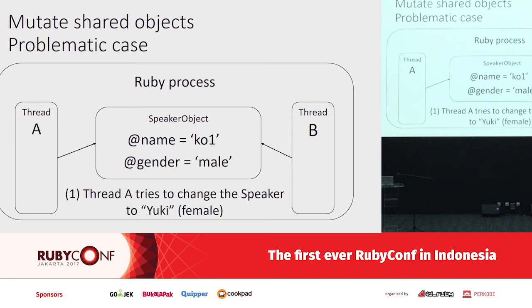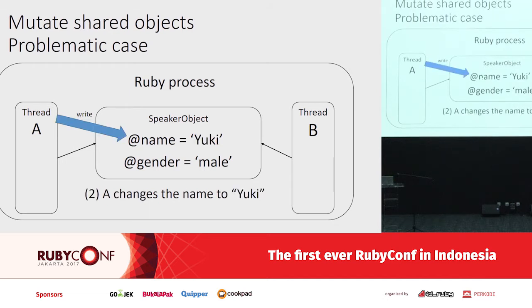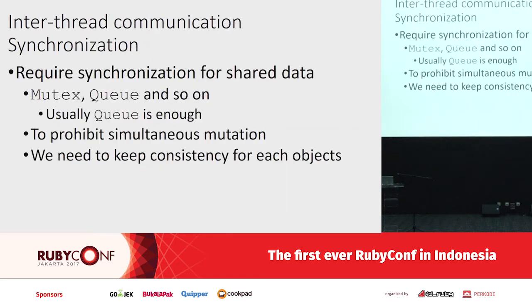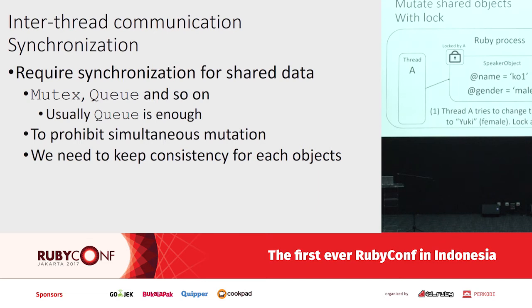But this is a problematic case. Just after changing the name, when thread B reads this object, it gets incorrect data. So this is why thread safety is needed. To avoid such a problem, we need to use some synchronization features.